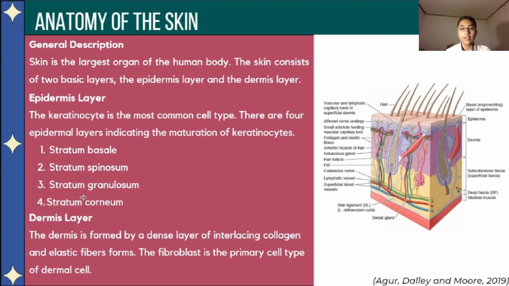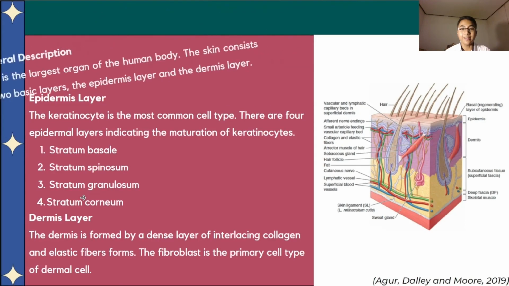The first one is stratum basal, the next layer is stratum spinosum, the third is stratum granulosum, and the last is stratum corneum. The dermis layer is responsible for general skin thickness variation. It lies between the epidermis and the subcutaneous tissue. The dermis layer is formed by a dense layer of intercalating collagen and elastic fibers, and the fibroblast is the primary cell type of the dermal cell.